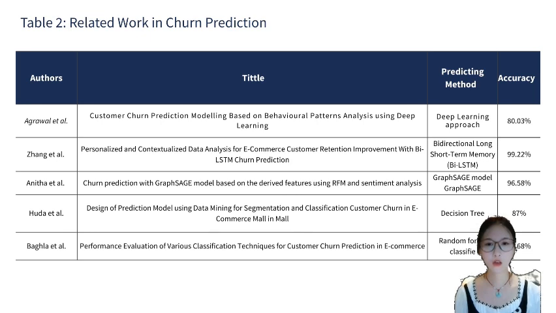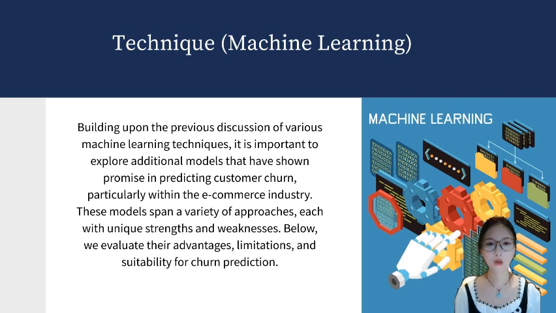Study 31 used a deep learning model and achieved 80.03% accuracy. Study 32 used a bidirectional long short-term memory network and improved the results to 99.22%. Study 33 applied graph search and got 96.58% accuracy using RFM and segment-based features. Study 34 used a decision tree and still achieved a solid 87%, proving that simple models can be effective. Study 35 compared several algorithms and found a random forest with feature selection by NCA had the highest accuracy of 99.68%. We further explore machine learning models that have shown strong potential in predicting customer churn, especially in e-commerce.